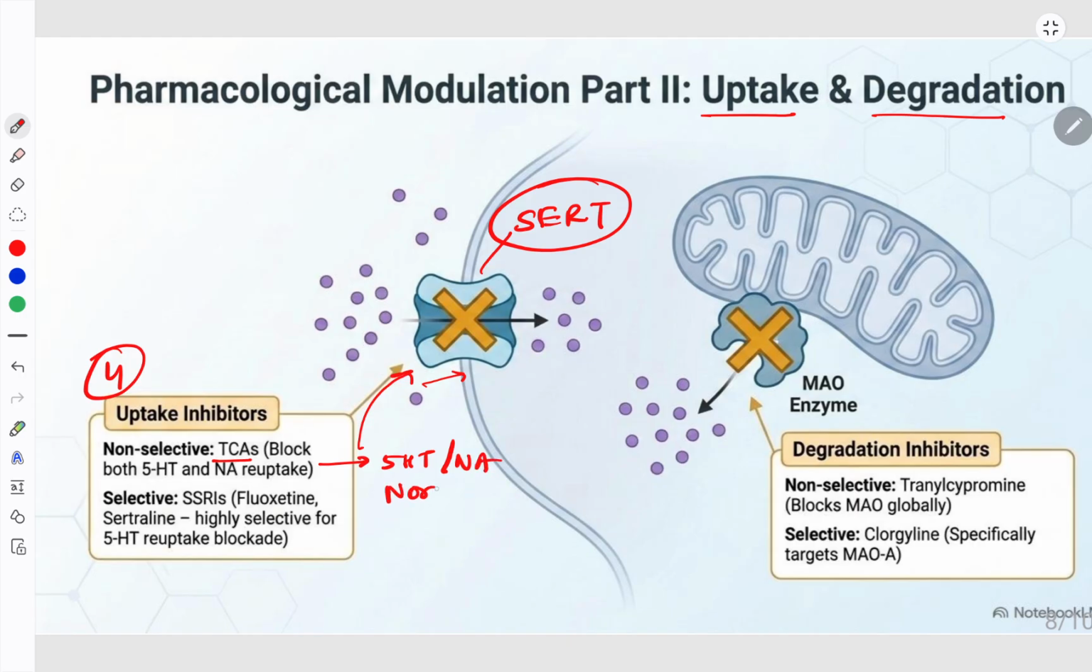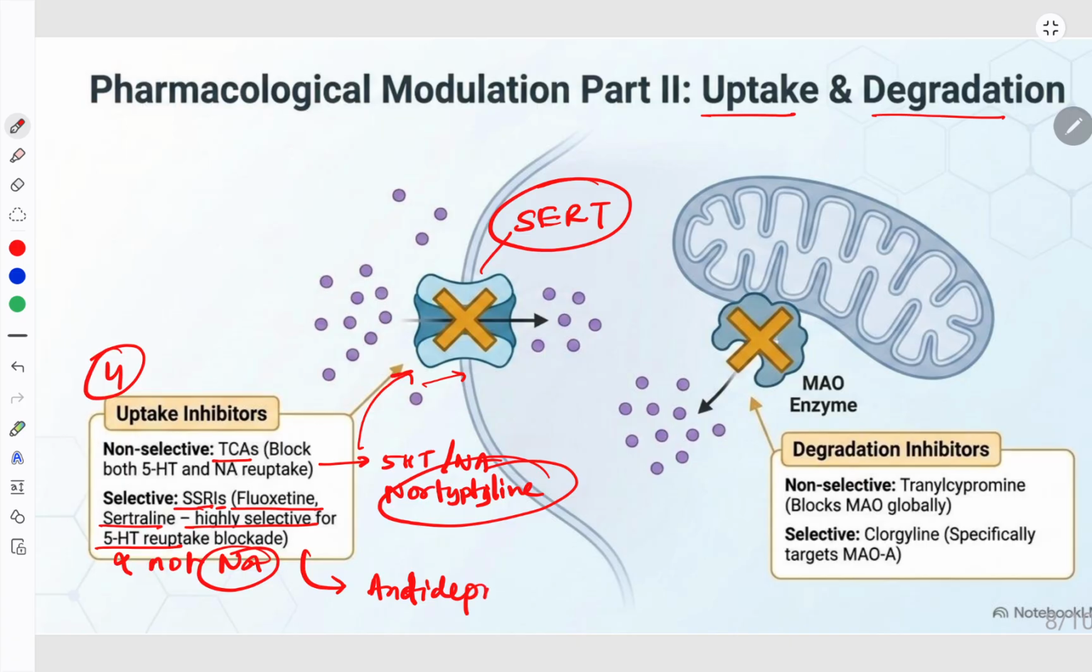They include drugs like nortriptyline, or there can be specific inhibitors of SERT which are known as selective serotonin reuptake inhibitors, and they include drugs like fluoxetine, sertraline, etc., because they are highly selective for 5-HT reuptake blockage only and not NA. Both of these classes of drugs are used as antidepressants. In addition, nortriptyline has also found an off-label use in the treatment of neuropathic pain.